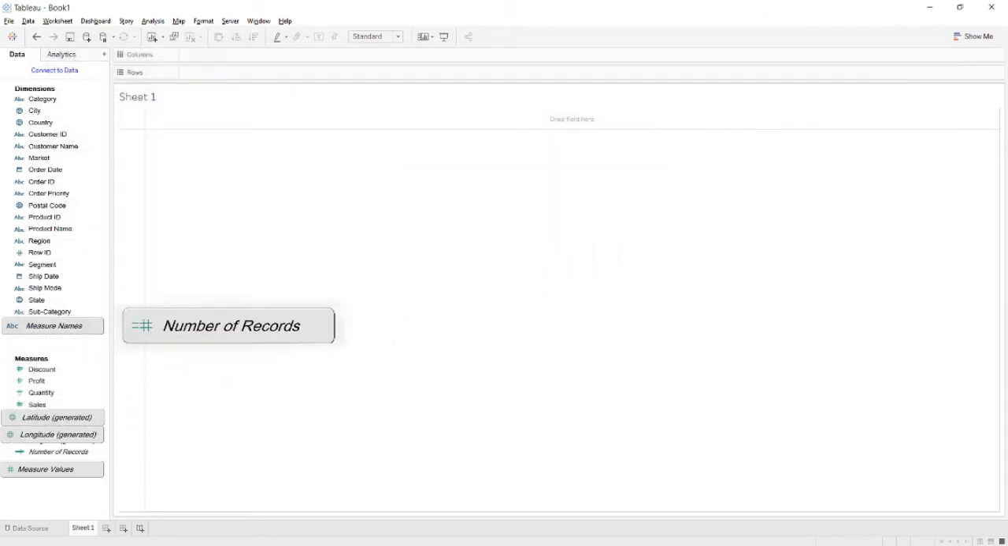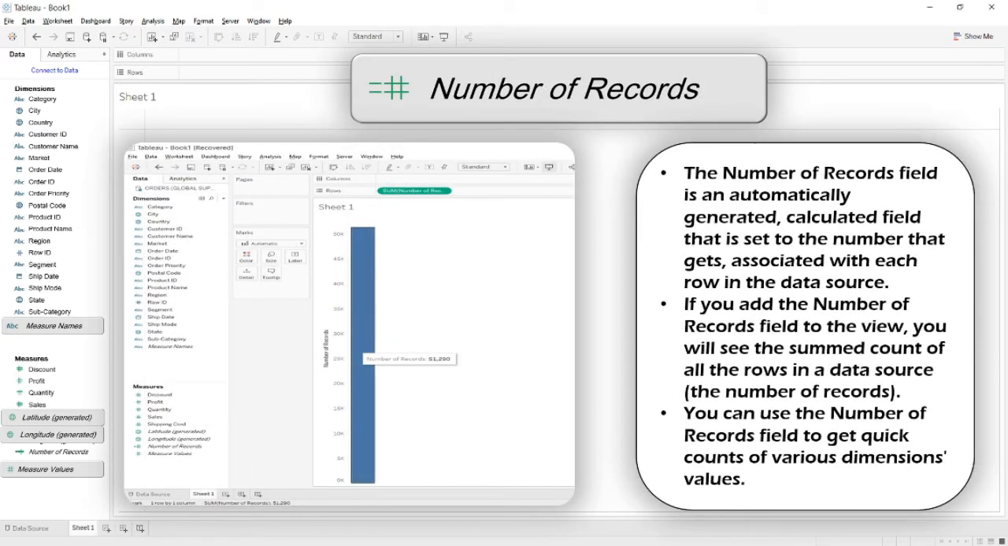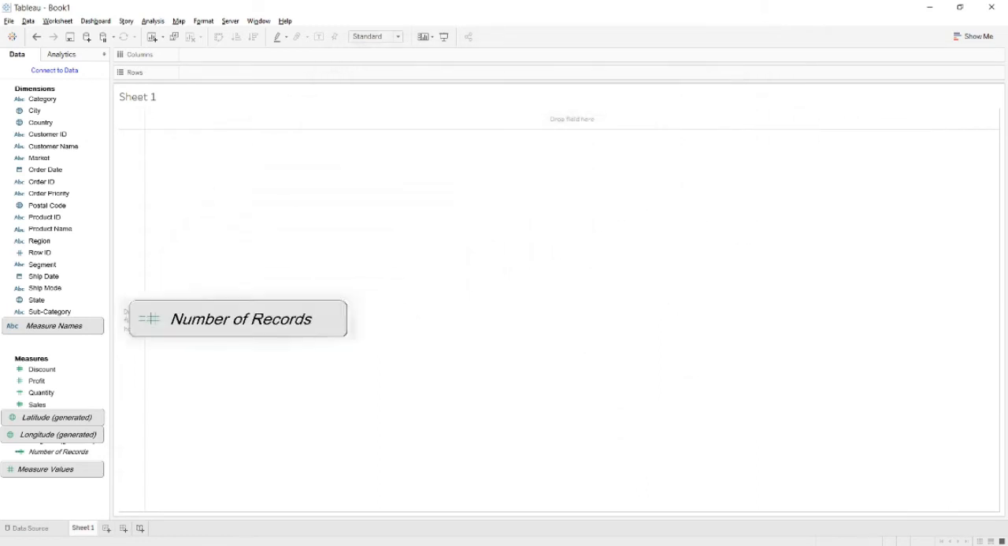Then we have the number of records. It is an automatically generated field that is set to number. It basically represents the number of rows in the dataset. So it would help to find the count of rows for any question that is asked during analysis.